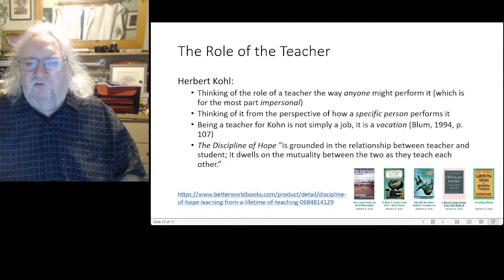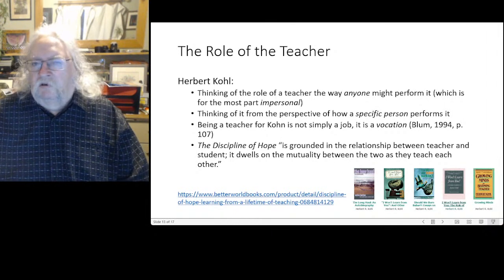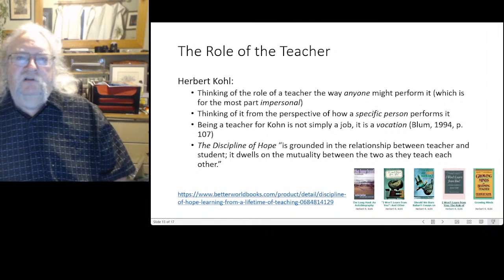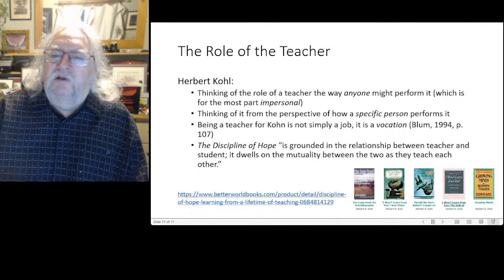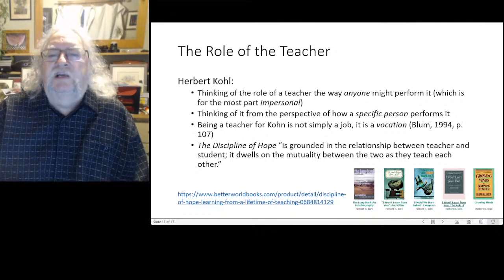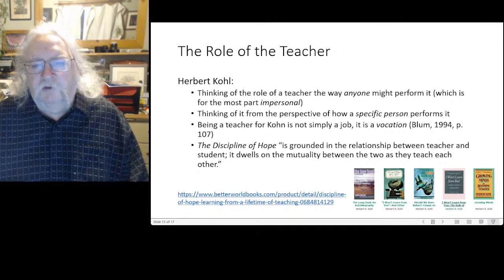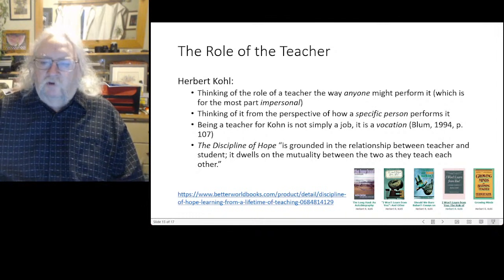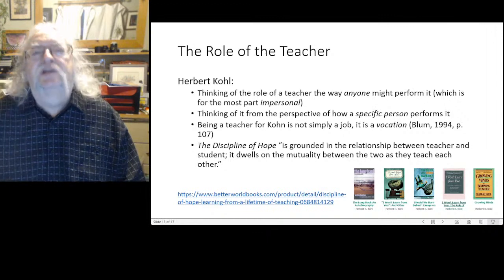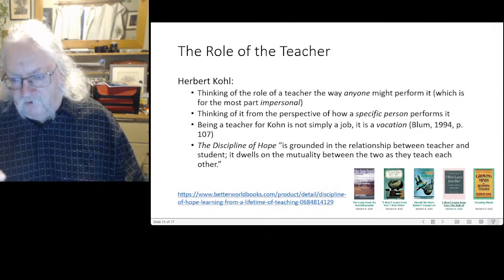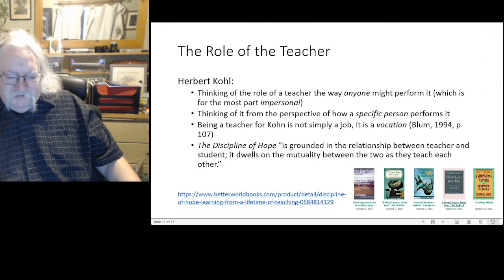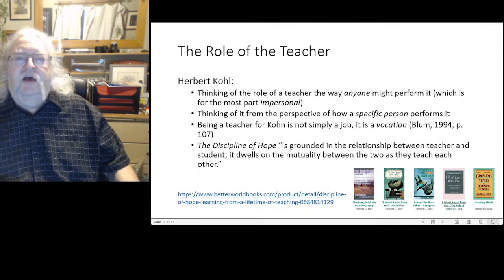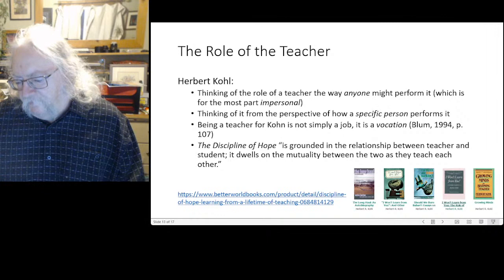And for Cole, we could arrive at the distinction this way. Being a teacher is not simply a job, it is also a vocation, something very different. And I think you'll find that in just about any discipline.